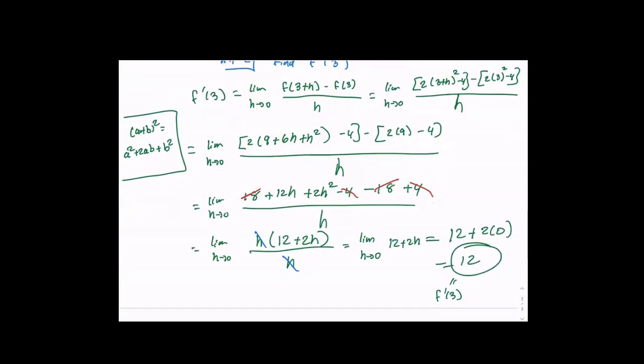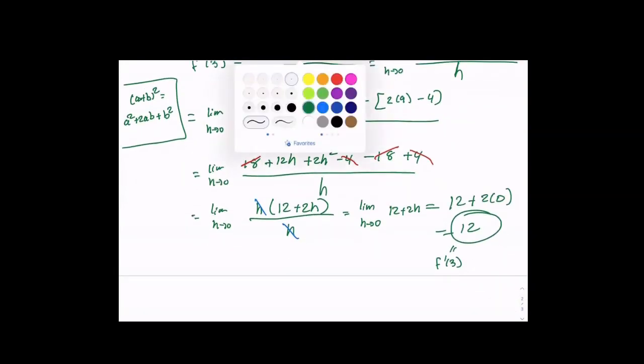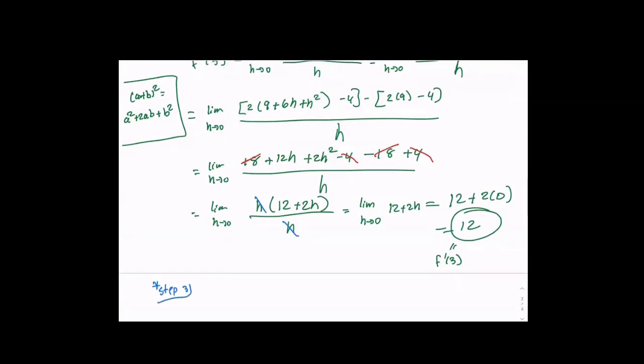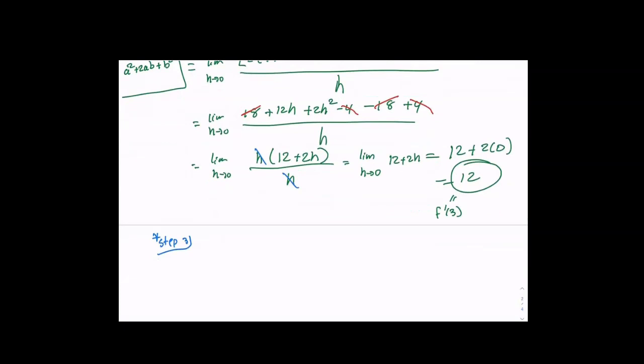Perfect. That's f prime of 3. Step 3, and I'm going to put a star here because you don't technically need this step all of the time, is to find f of 3. Now, some problems will give you f of 3, so you don't have to actually plug it in. They'll say at 2 comma 5, and so they're telling you that if you plugged in 2, you would get 5.